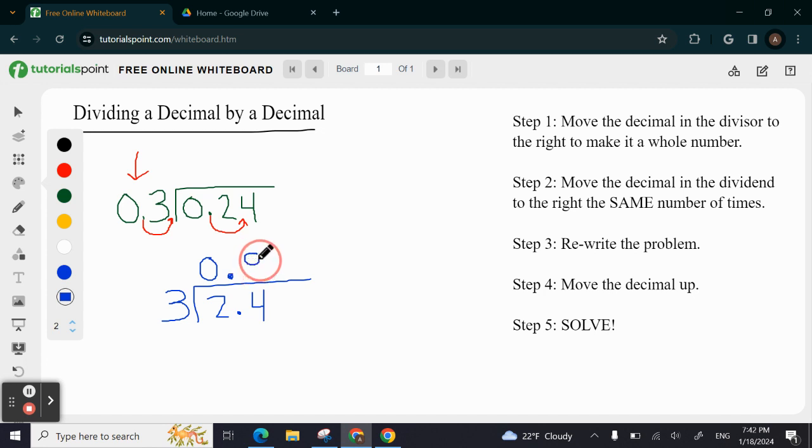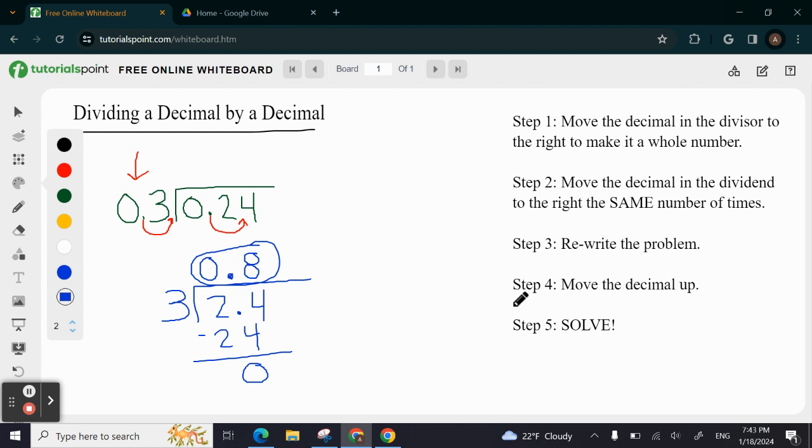So we're going to put our 8 at the top, and then 24. 24 minus 24 is 0. So we found our answer. Our answer is 0.8.